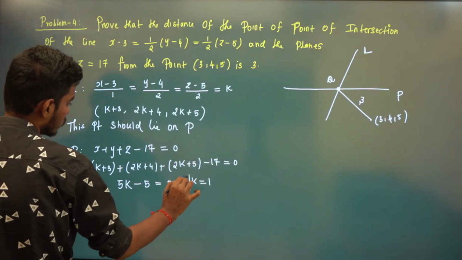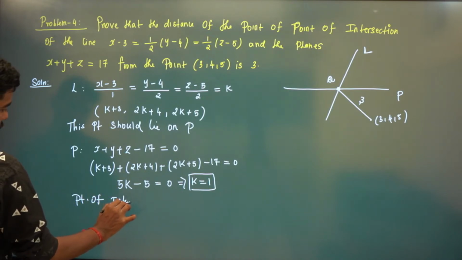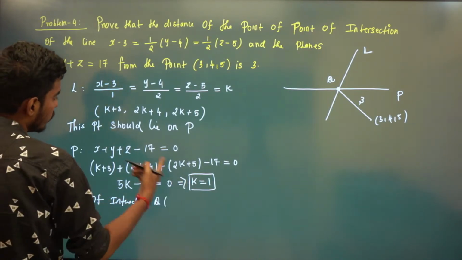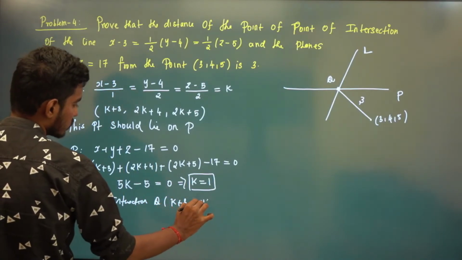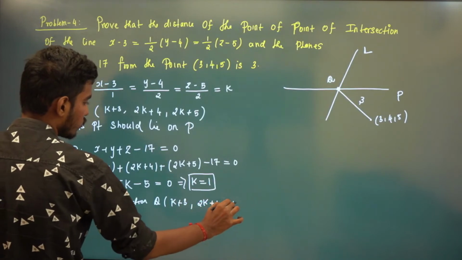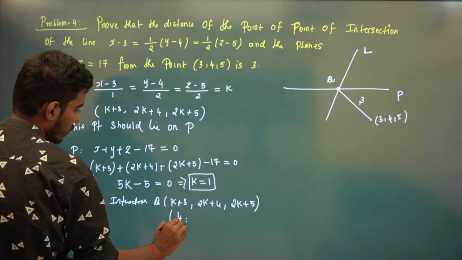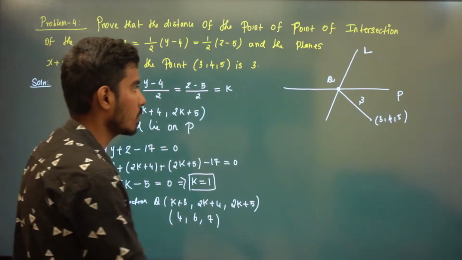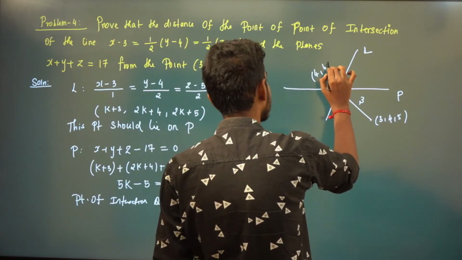This implies the value of k is 1. Therefore, the point of intersection, let us call it Q, is given by substituting k equal to 1. So you will have k plus 3, 2k plus 4, 2k plus 5. Substituting k equal to 1, we will have 4, 6 and 7. So 4, 6, 7 is the point Q.